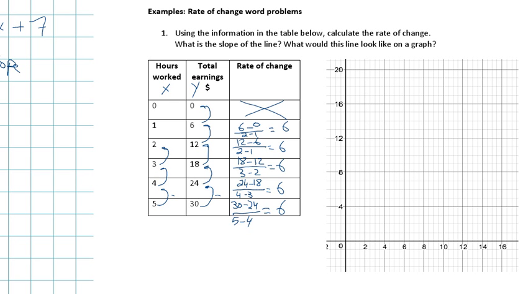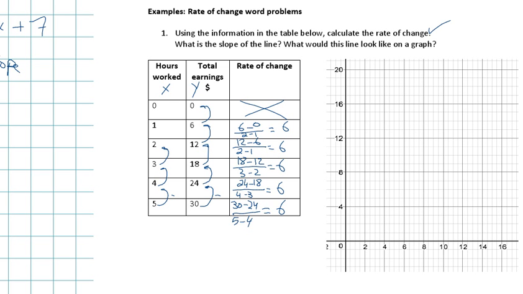Otherwise, you can also compare 1, 6, 2, 12. The ratio is 1 to 6. You're adding 6 and then you're adding 1. Yes. Okay, so I calculated the rate of change at 6.